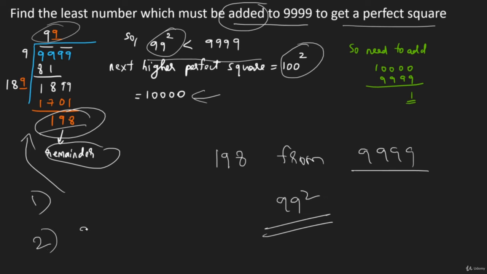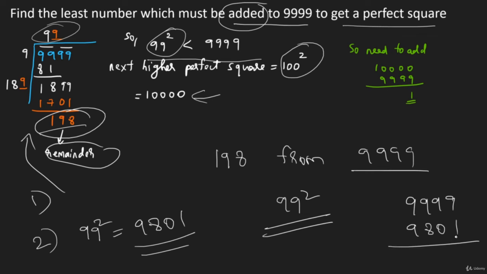The second way is you find directly 99 square, because 99 is the greatest 2-digit number. So you get 9801. This is the greatest 4-digit number which is a perfect square. And to see how much you have to subtract from 9999 to reach 9801, all you need to do is 9999 minus 9801, and that is equal to 198.